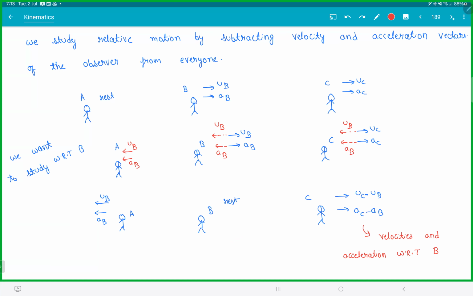And once you get this, then we just use your regular kinematics and solve. So the only new thing you'll be learning in this chapter on relative motion is subtracting the velocity and acceleration. After that, it is your same 1D, same projectile, everything will be the same. I'll show you that. But is this logic making sense, everyone? Have a look at this. Let me give you one more example.